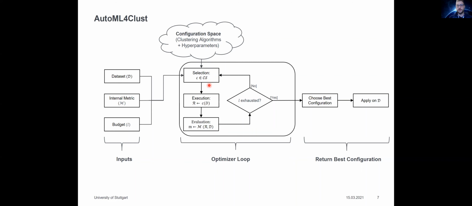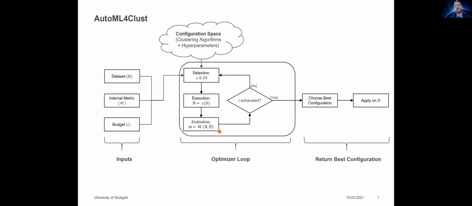Yet most of them aim at greedily exploring the configuration space by trading off exploration and exploitation. Exploration here means to explore new regions from the configuration space, while exploitation means to exploit already well-performing regions. In the second step, the selected configuration is executed on the dataset, and the result is evaluated in the third step using the internal metric.